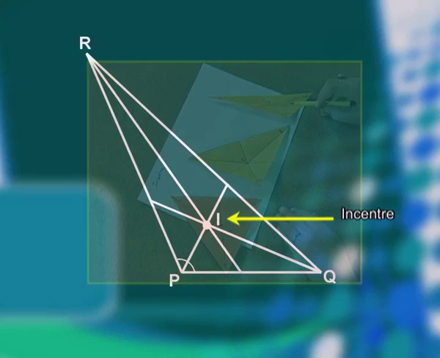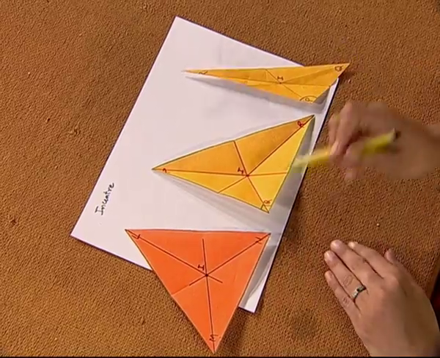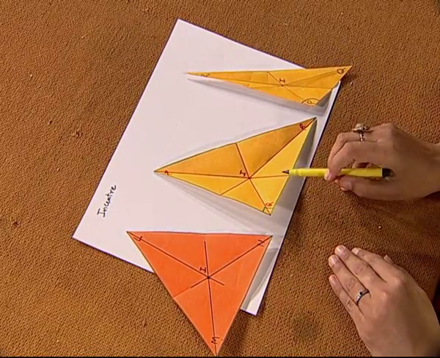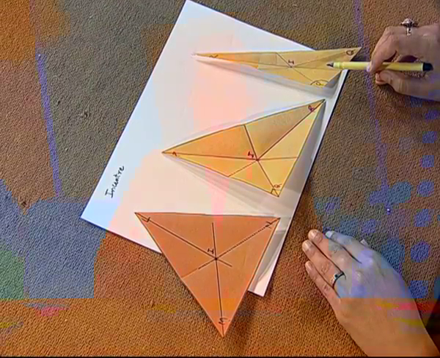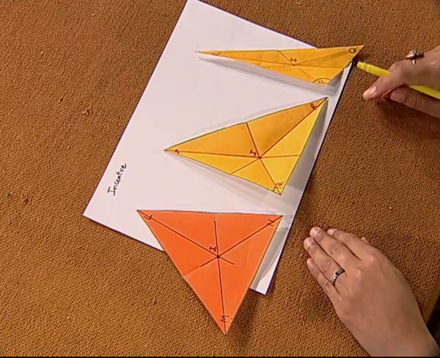called incenter. Now observe carefully that in all the three types of triangles, an acute triangle, a right triangle and an obtuse triangle, the incenter lies inside the triangle.